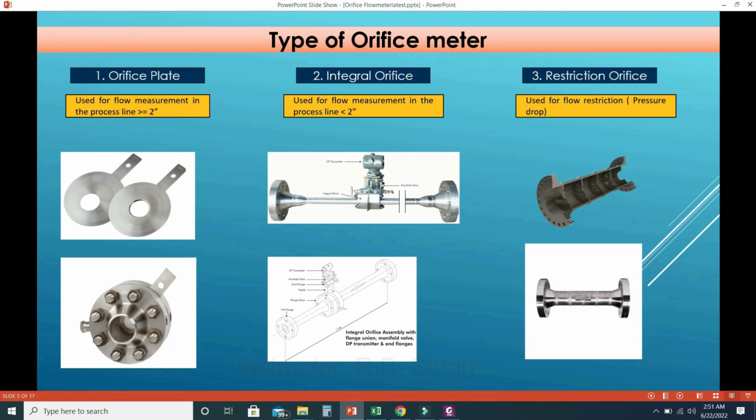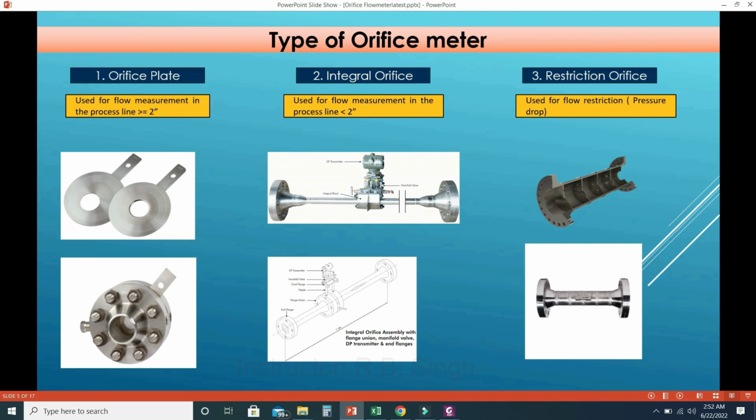Normally for pipe sizes of 2 inches or more we use the orifice plate assembly, where the orifice plate assembly is installed on the pipe and by tubing we connect the transmitter and we can measure the differential flow. And whenever the pipe size is very small, say less than 2 inches, then the DP across the orifice is very low. Hence we require corner tapping and that can be done with an integral orifice. So in these cases the integral orifice is preferred.